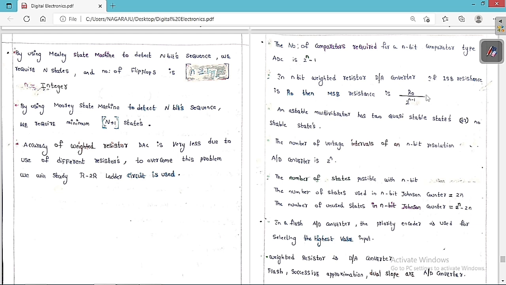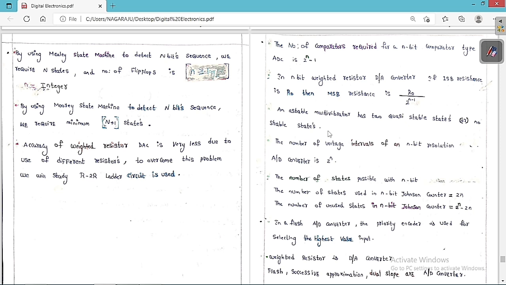The formula you always have to remember is LSB resistance equals 2 to the power of n minus 1 times MSB resistance. An astable multivibrator has two quasi-stable states, or no stable states. An astable multivibrator means it does not have any stable state, always fluctuating from 0 to 1 and 1 to 0. So we can say no stable state or two quasi-stable states.